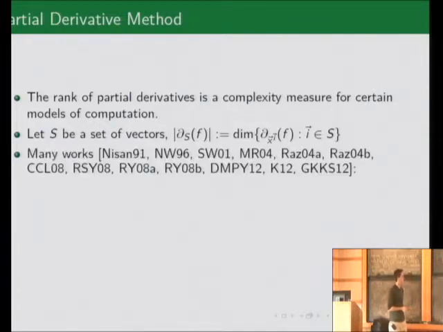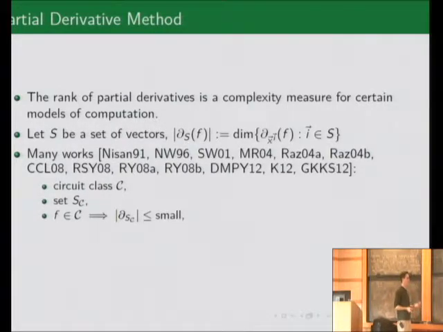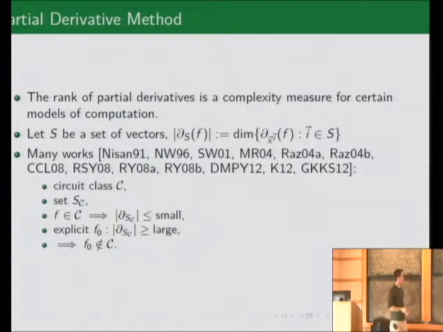And a lot of works, like these, will do the following. They'll take some circuit class C, say like the set of small branching programs. They'll come up with a set of vectors, and they'll say that if F is computed in this model, then these sets of partial derivatives have small rank. And the point is that this is in fact a vector space. It's just the vector space of all polynomials. Then they'll find some explicit function that has large rank, and then conclude that we have a lower bound. So this is a lower bound technique, but you can actually use this for polynomial identity testing.